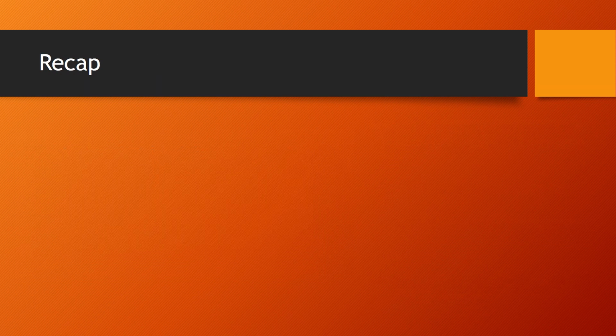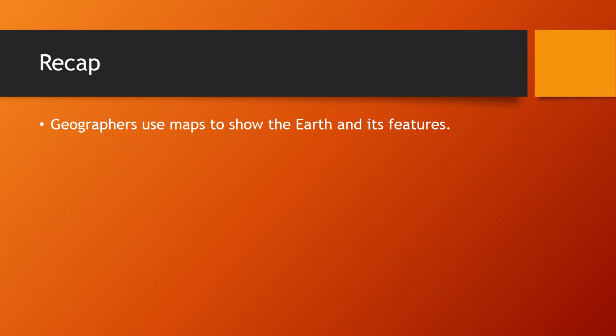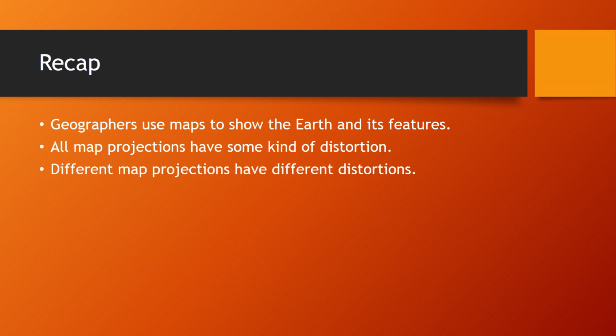So to recap, geographers use maps to show the Earth and its features. All map projections have some kind of distortion, meaning they change something. And different map projections have different distortions.